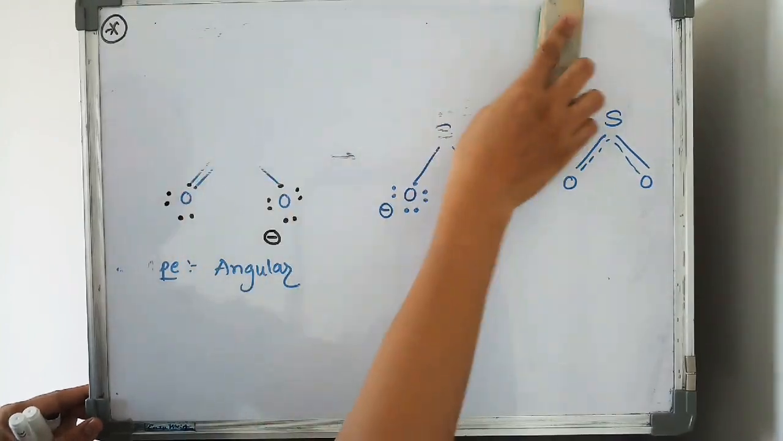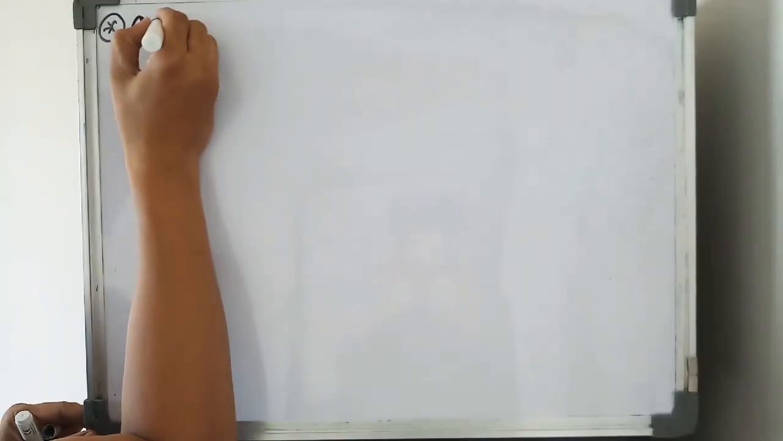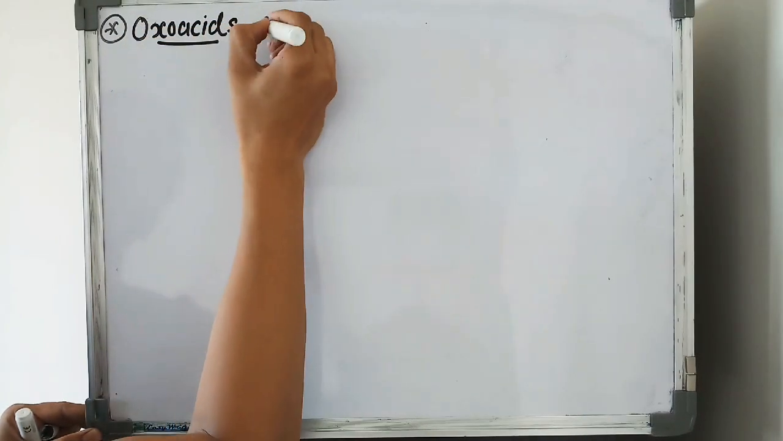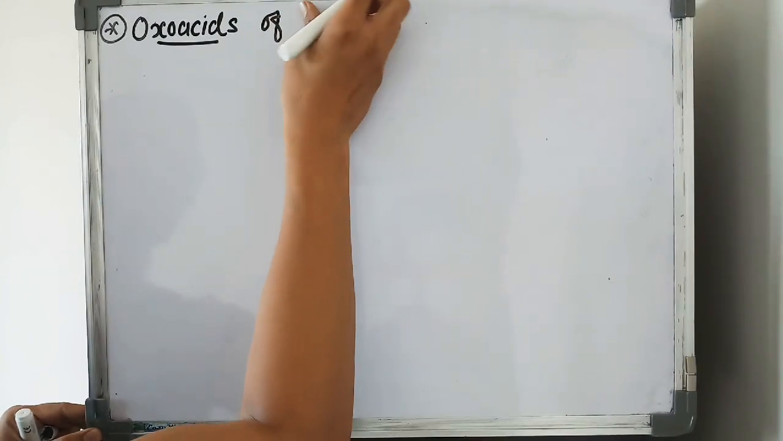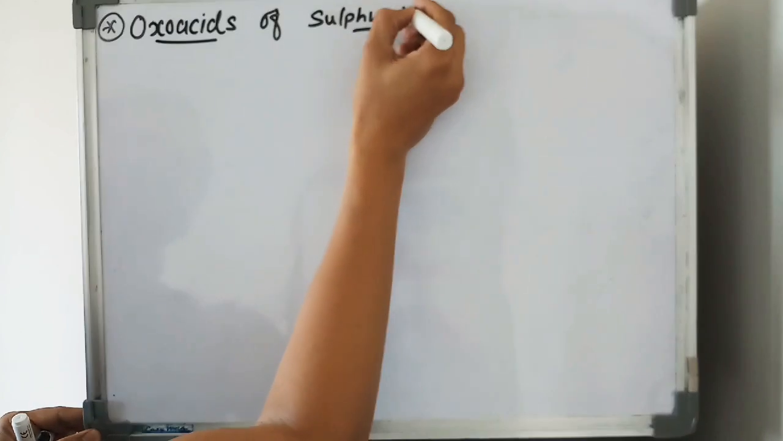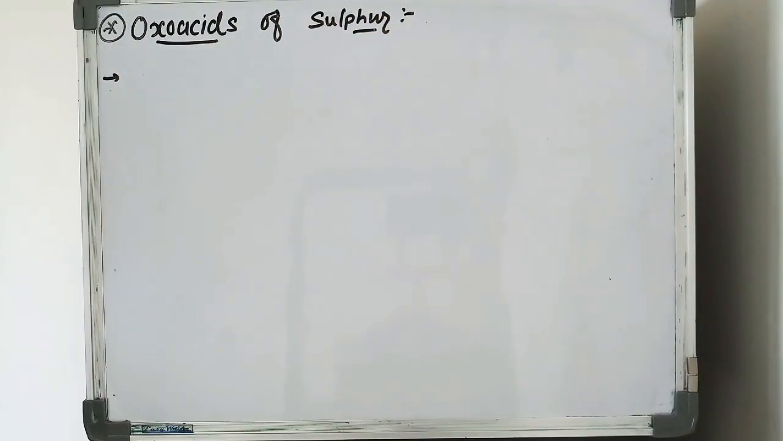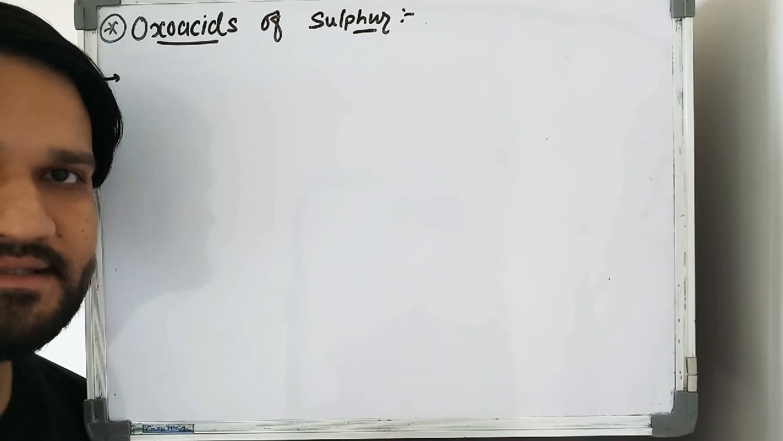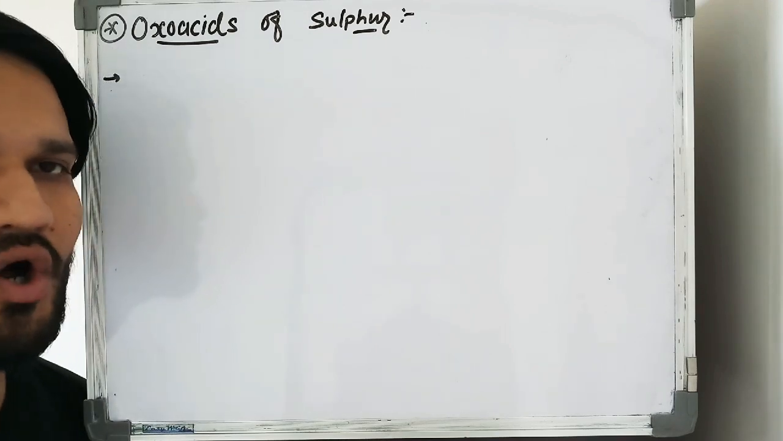And the last point related to sulfur is oxo acids of sulfur. First of all, what is the meaning of oxo acid? Simple, student: a compound which contains an OH group and exhibits acidic property is called an oxo acid.